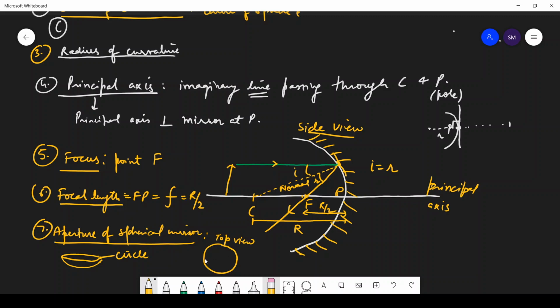And the diameter of this, which means 2r, will be your aperture. So aperture is, this will be a circle over here, right? In the top view, it will be a circle, and this distance from here to here is your aperture.